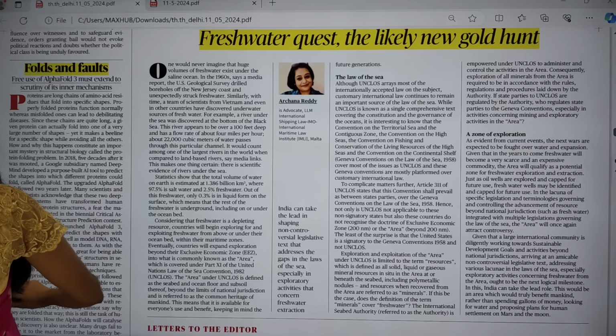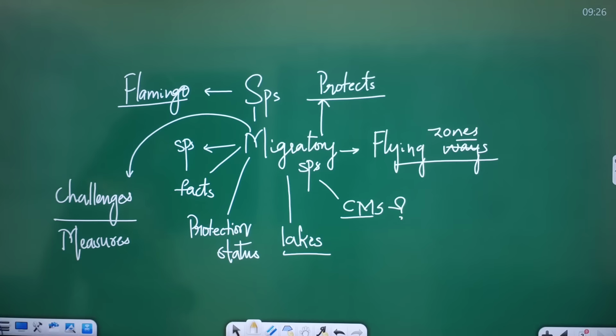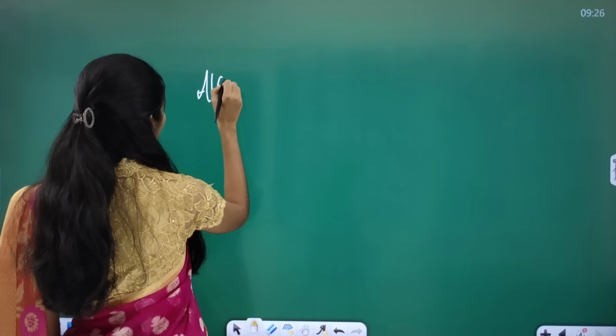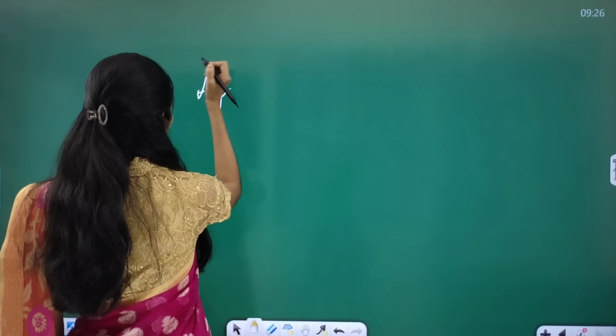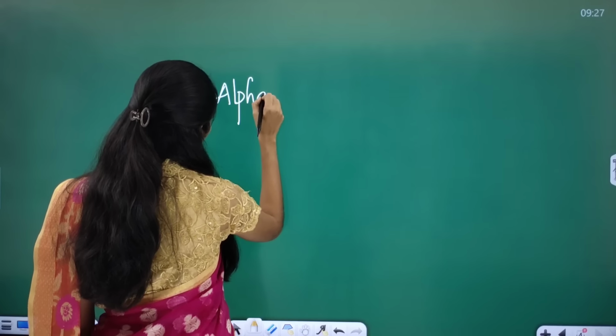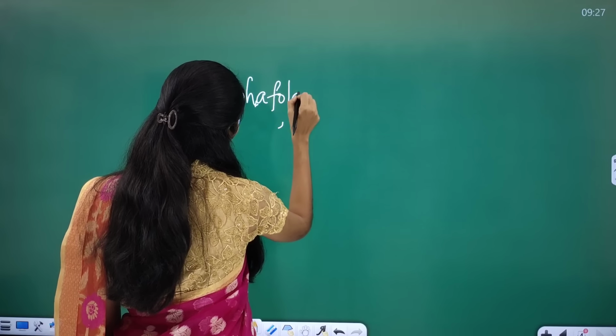This topic is utmost important from your science and technology. So let me give you dimensions. First one is AlphaFold 3.